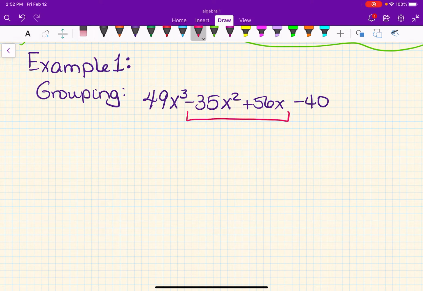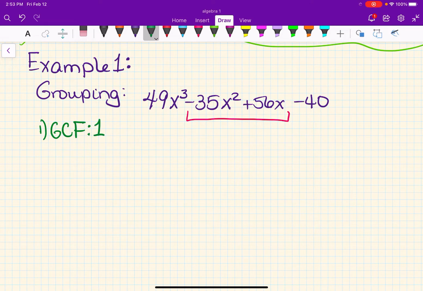We don't have to. I do always want to check for GCF. So let's start there. So start at step 1, GCF. Is there anything that goes into 49, 35, 56, and 40? In this case, there isn't. So my GCF is 1. So I just write my 1 down.